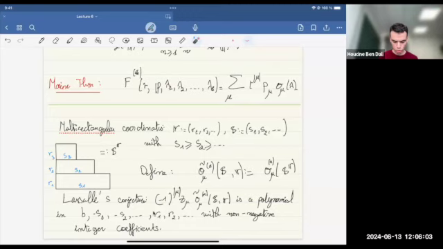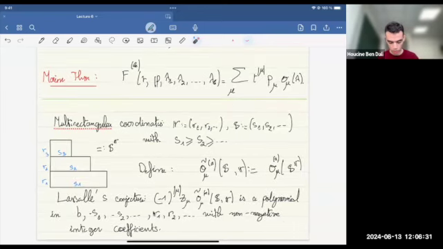And the conjecture of Lassalle says that if we take this Jack character in the multi-rectangular coordinates and we properly normalize it, so multiply by this factor, what we obtain is actually a polynomial in the parameters b, minus s_i's and r_i's, and this polynomial also has non-negative integer coefficients. So this was Lassalle's conjecture that Maciek explained in the first lecture, and then what we proved.